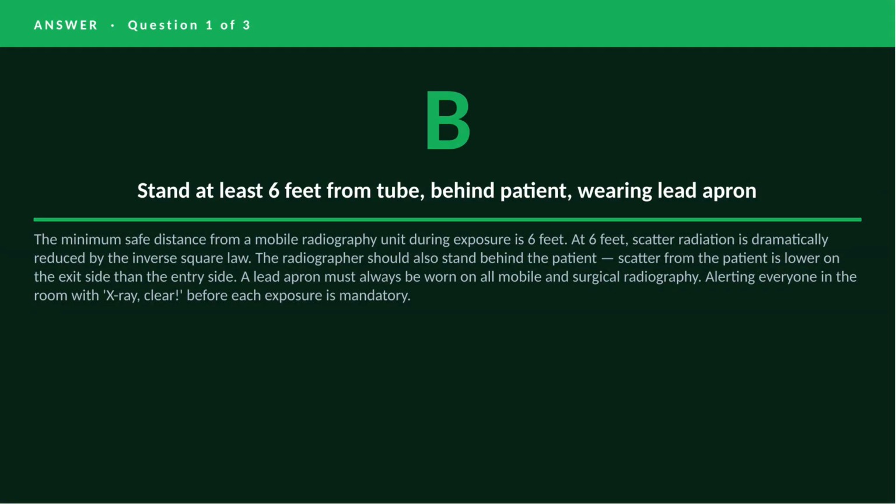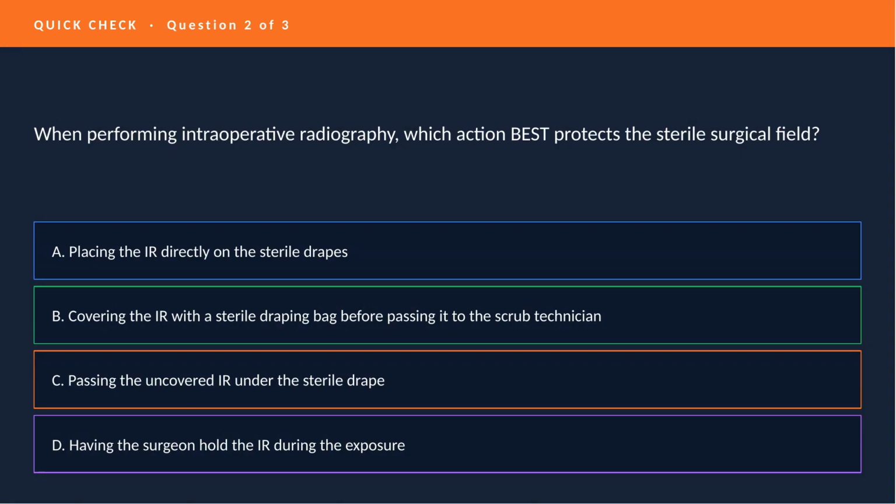The answer is B. Stand at least 6 feet from the tube, behind the patient, wearing a lead apron. 6 feet is the minimum safe distance. At that distance, scatter is dramatically reduced by the inverse square law. Standing behind the patient positions the radiographer on the lower dose exit side of the beam. Lead apron is mandatory on all mobile and surgical radiography. Always. Alerting everyone in the room before every exposure is required.